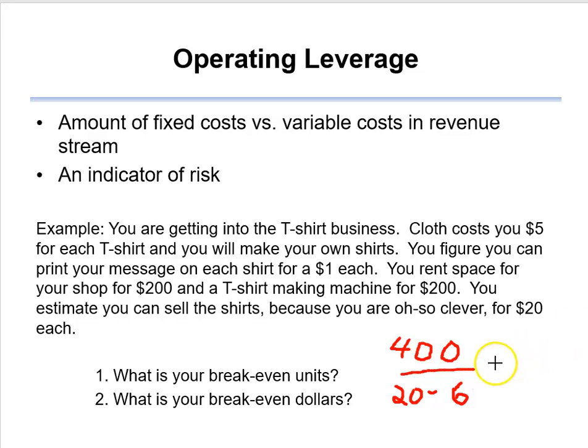Who made up this problem? Should be able to do these things in your head. Now I'm going to have to use a calculator or something. So I get $400 fixed costs. Every time we sell a t-shirt, I'm making $14.